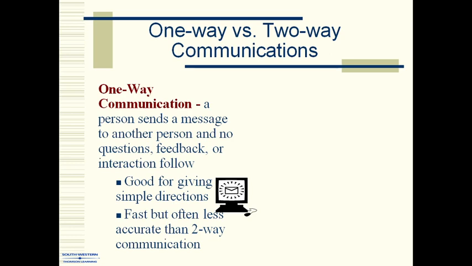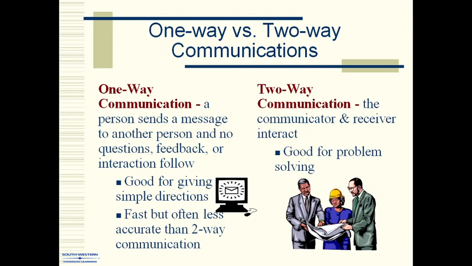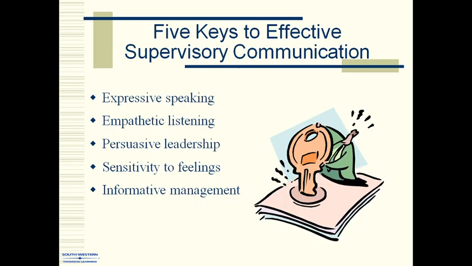The example is given below. It is very good for giving simple directions, and it is useful for taking fast decisions, but it is much less effective than two-way communication. This is one-way communication. And what does two-way communication mean? The communicator and the receiver interact. They both speak, they both express, they both engage. So it is very good for problem solving.